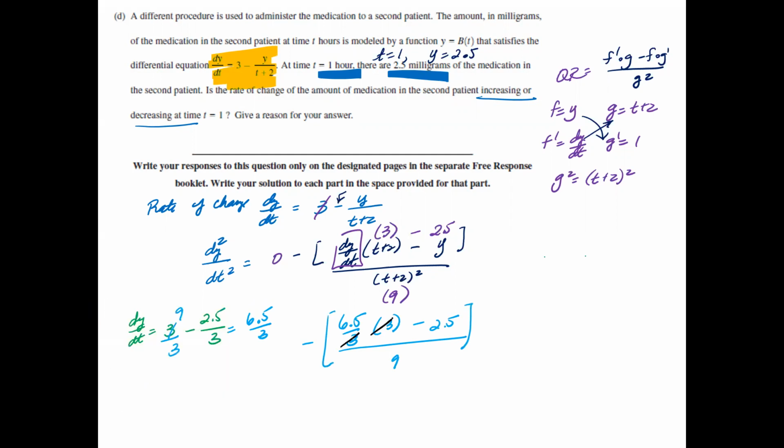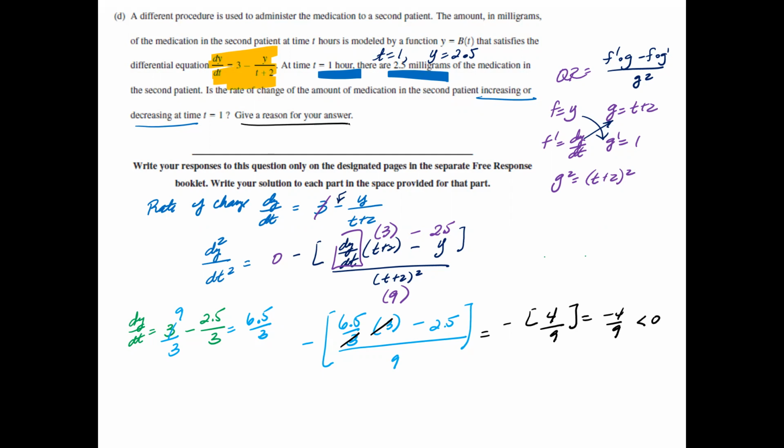Now this 3 and this 3 cancel, so I have 6.5. 6.5 minus 2.5 is going to give me a 4 over 9, and so that's just a negative 4 over 9. Well, the second derivative is a negative 4 over 9, which is less than 0. So what that indicates to me is that because it's less than 0, the medication rate is decreasing.